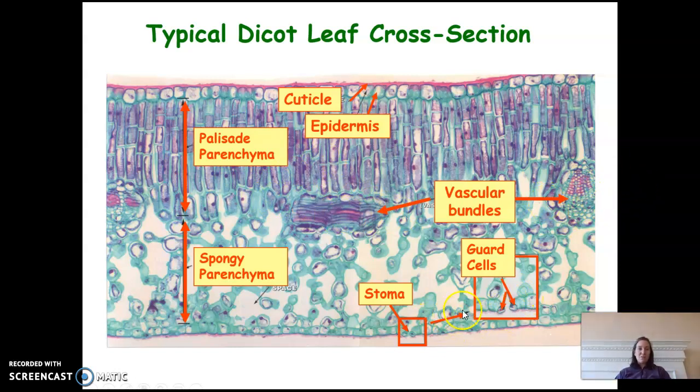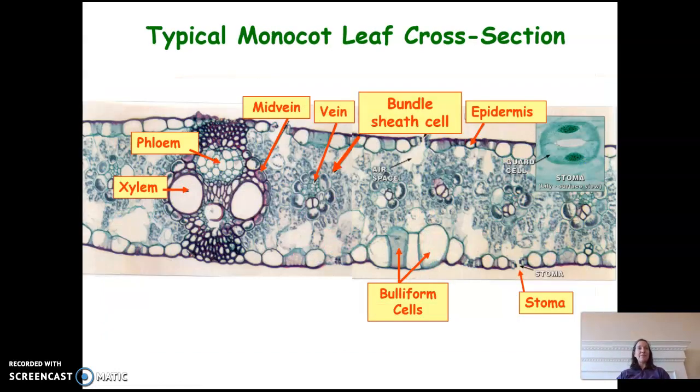Guard cells and stoma are shown here, the spongy mesophyll with all its space, and the palisade mesophyll above. It's also called palisade parenchyma. It is ground tissue. So we have, of course, ground tissue, dermal tissue, and vascular tissue, the three main tissue types in the plant.